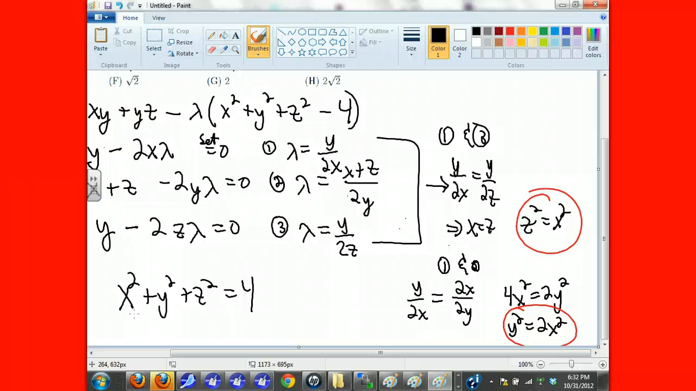What you end up with is x squared, and then 2x squared, and then another x squared should be equal to 4. So that works out great numerically, so that we get 4x squared. We get an x squared, a 2x squared, and an x squared should be equal to 4. So 4x squared should be equal to 4. So x squared is 1. Plus or minus.